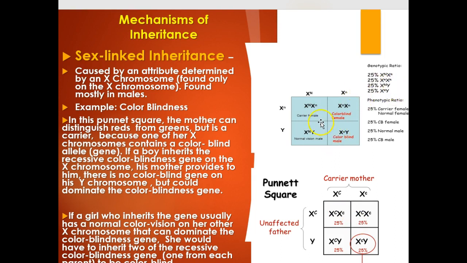And of course, you see here 25%, the genotype ratio, 25% and 25% could be colorblind and not being colorblind. And the bottom one illustrates a colorblind male, which is unaffected by the father. Here, the mother is a carrier. So remember, colorblindness is a sex-linked inheritance.